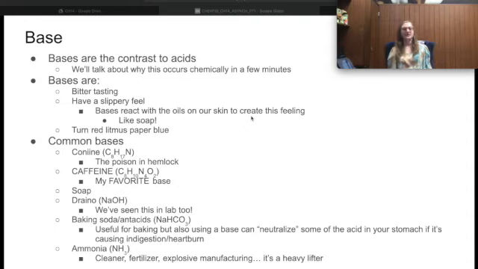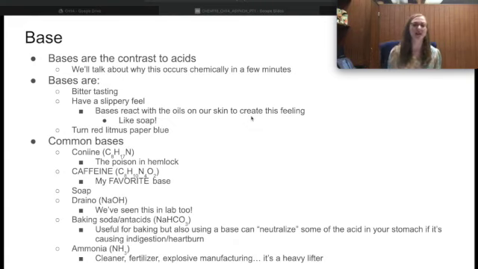So bases, some common characteristics of bases are that they are bitter tasting. So bases are often bitter tasting. So generally some bitter things you might eat or drink. For example, we'll talk a little bit about this, but coffee is bitter because of the caffeine molecules in it. So that caffeine tastes bitter. So sometimes it's an acquired taste.